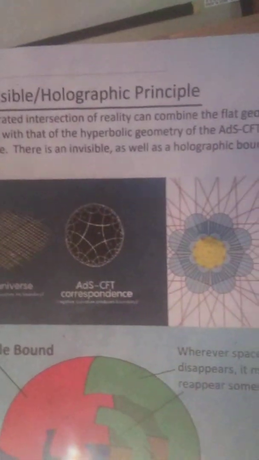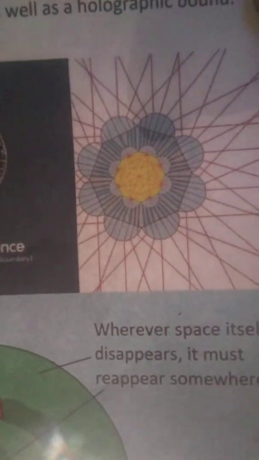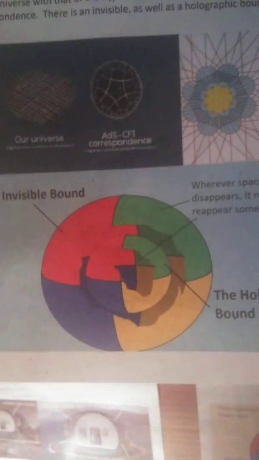This is one of my only a concentrated intersection of reality can combine the flat geometry of our universe with that of the hyperbolic geometry of the AdS/CFT correspondence. There is an invisible as well as a holographic bound, and that's what I found on the internet, which resembles the outside in the inside of one of my typical drawings, diagrams, and this is a holographic bound and the invisible bound.